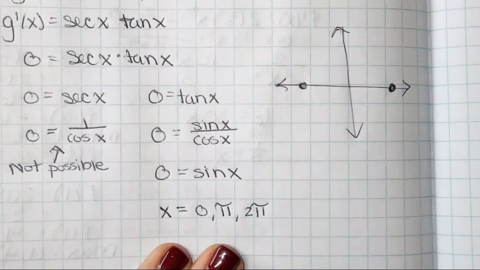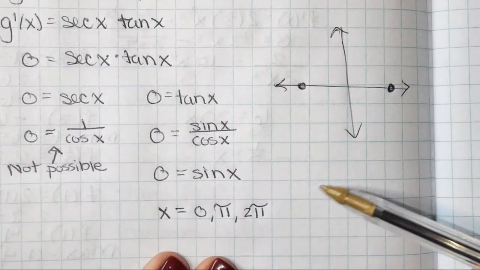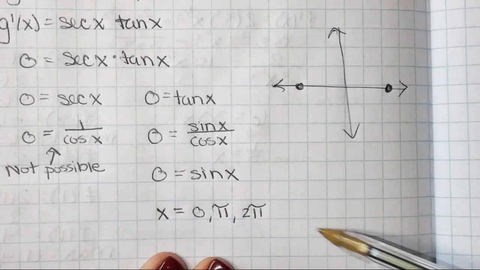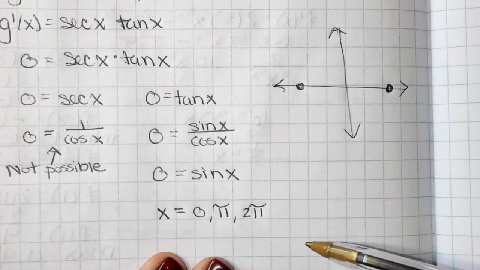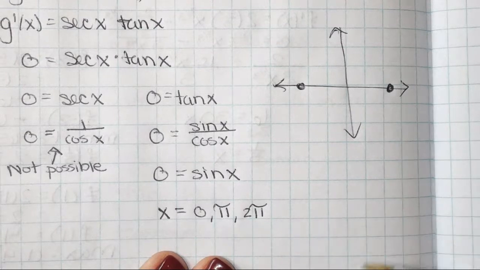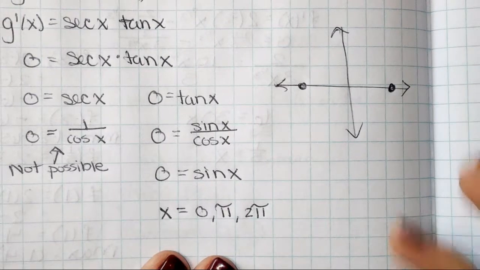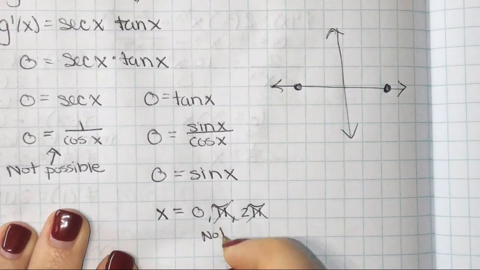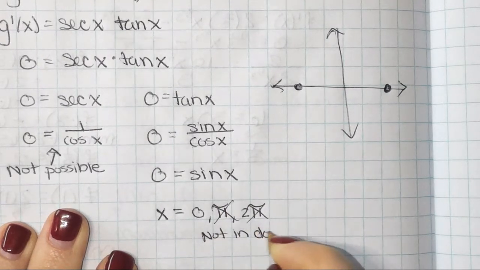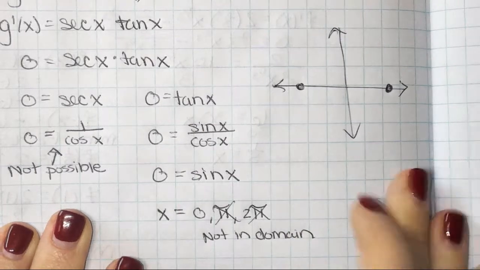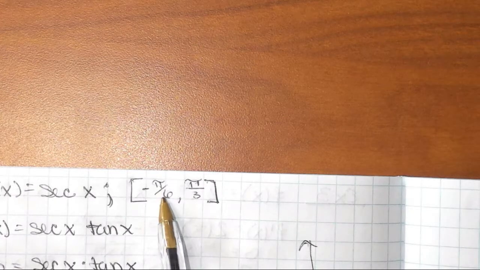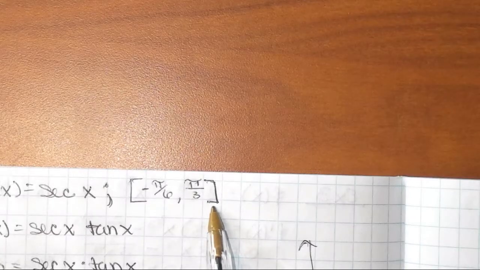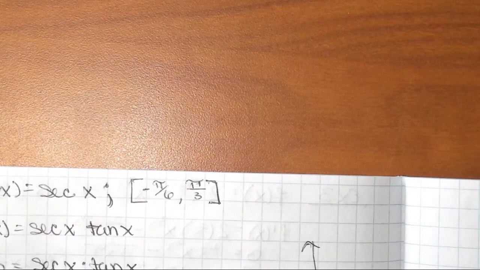Now hang on. Guys, we don't want all of these. We only want the ones that are in our domain. What's the only one I'm allowed to even try and plug in? 0. So I don't even want these. They're not in the domain, because my domain is from negative pi over 6 to pi over 3. So I can't even plug in pi or 2 pi.